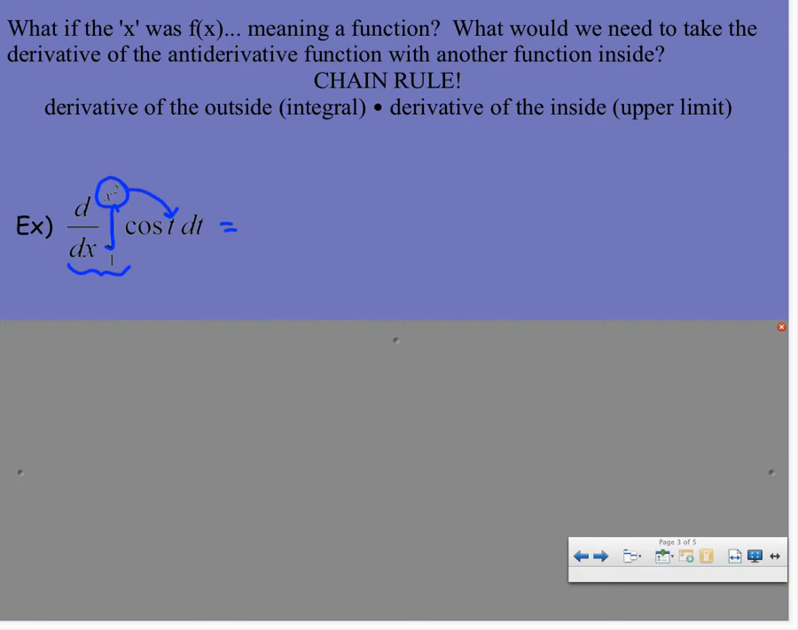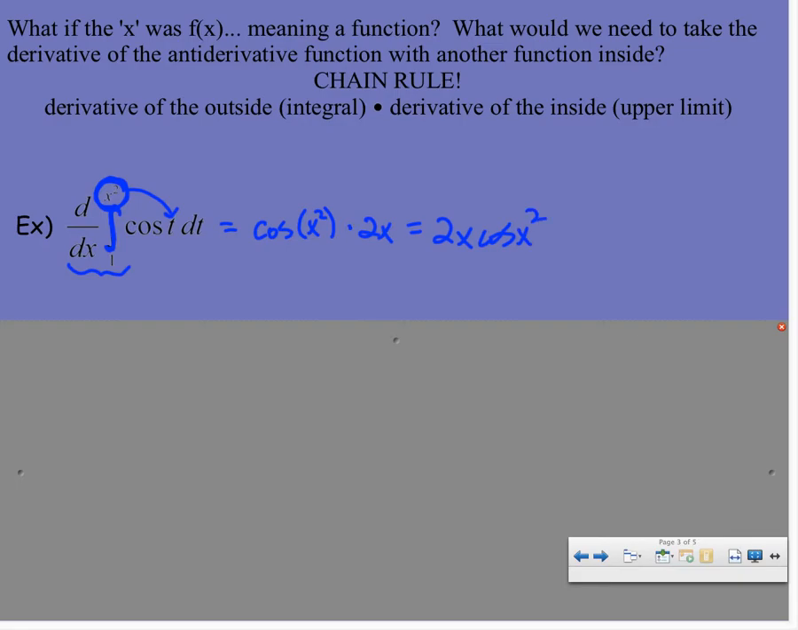Oh, we're not just dumping in an x, we're dumping in an x squared. So that's cosine of x squared. I dumped my cosine in. Now, I took the derivative of my integral. I took that derivative. But now I need to take it times the derivative of the inner function, and that is 2x. And so I would want to write this instead just as 2x cosine of x squared.